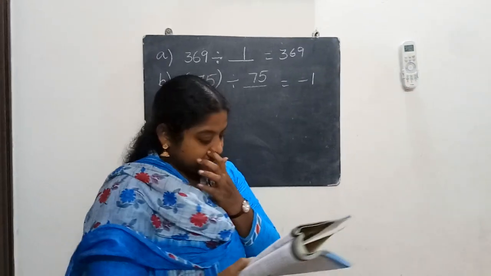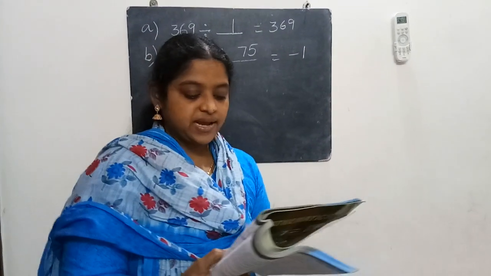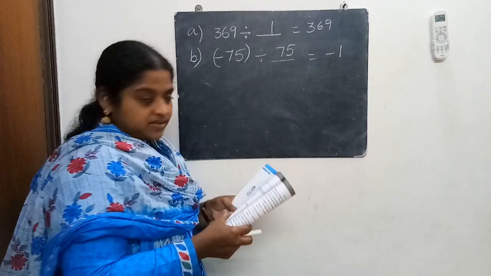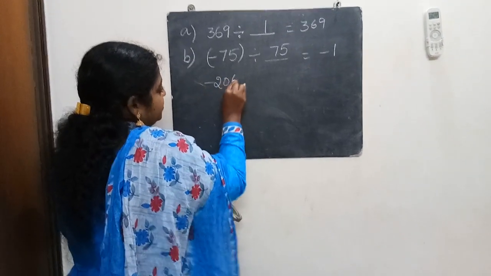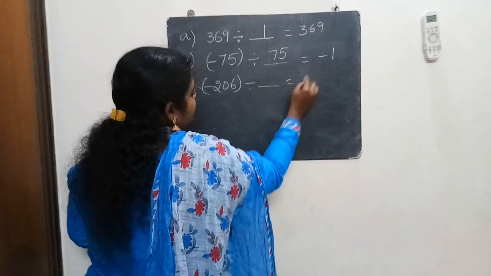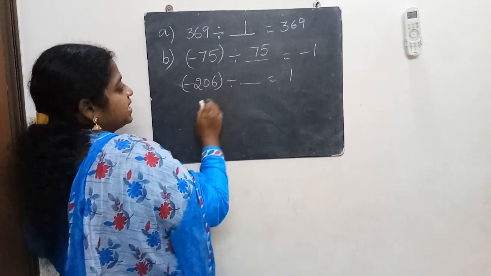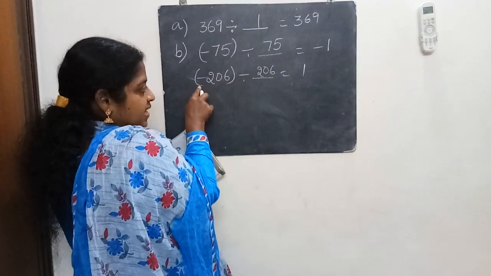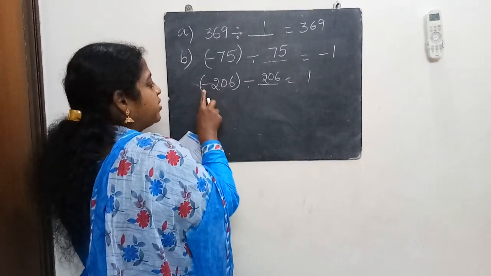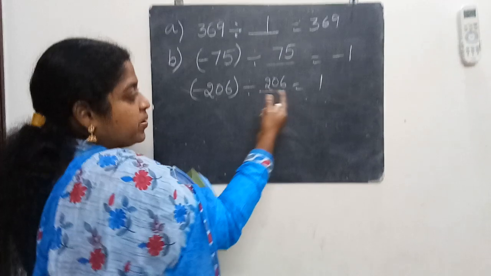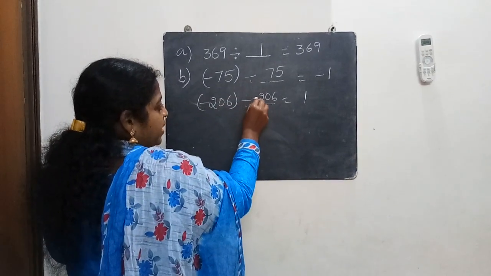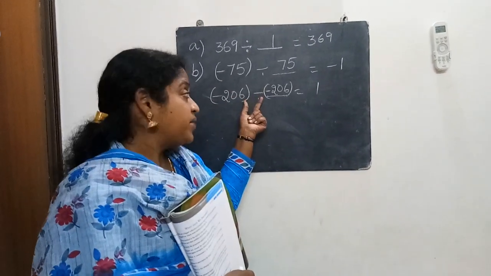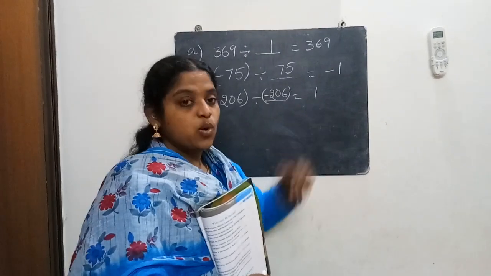Okay, look at the textbook. The next one: minus 206 divided by dash is equal to 1. So what will be the answer there? When you get 1 as the answer, it should be the same number, but here one is positive and here it is a negative number. So what should you do to get the positive number? With which symbol should you multiply to get positive? Minus into minus. Clear? Minus 206 divided by minus 206, you will get 1 as the answer.